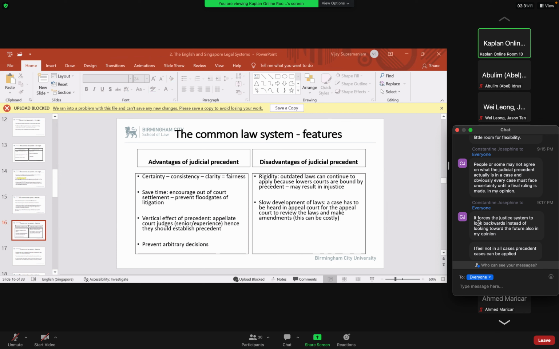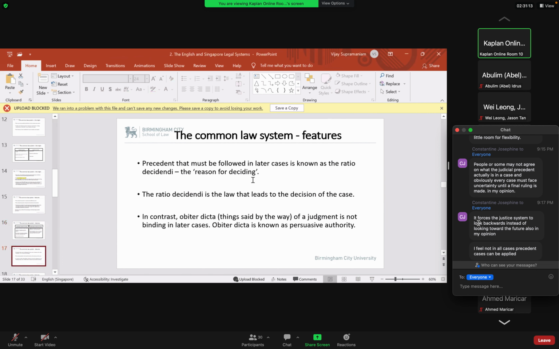All right. Now, we just saw the advantages, right? Before we can look at the other features, we need to examine something now, okay? When it comes to precedent here, I said the meaning of precedent means you must apply the previous law developed, okay?